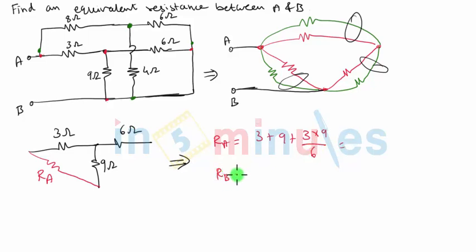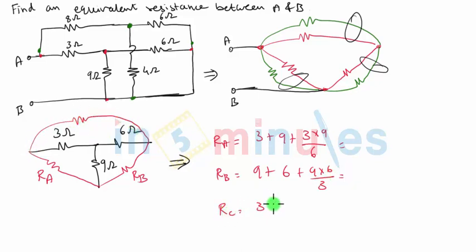Similarly, RB will be connected here. This time it will be 9 plus 6 plus 9 into 6 divided by 3, and RC will be connected somewhere here. This time it will be 3 plus 6 plus 3 into 6 divided by 9. So these are the values of RA, RB and RC that we have got for the first star network.